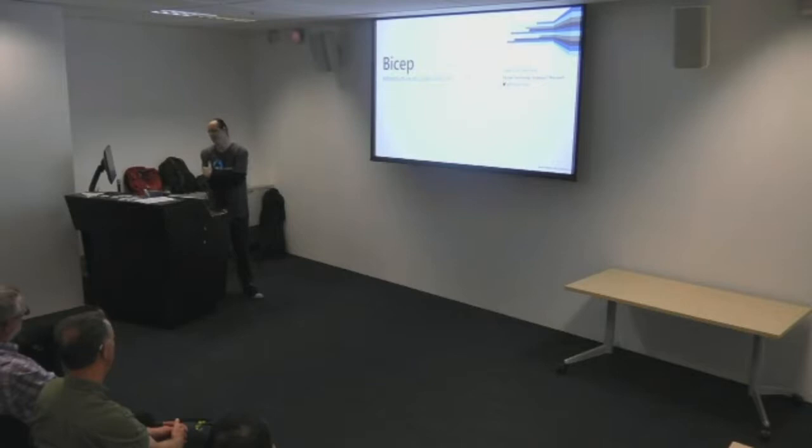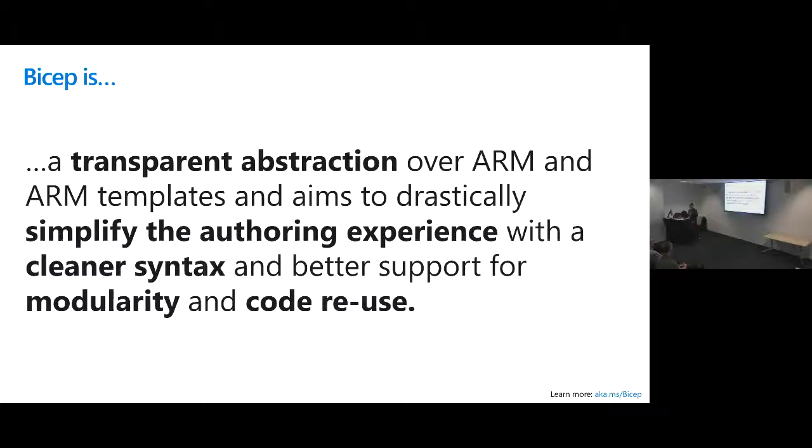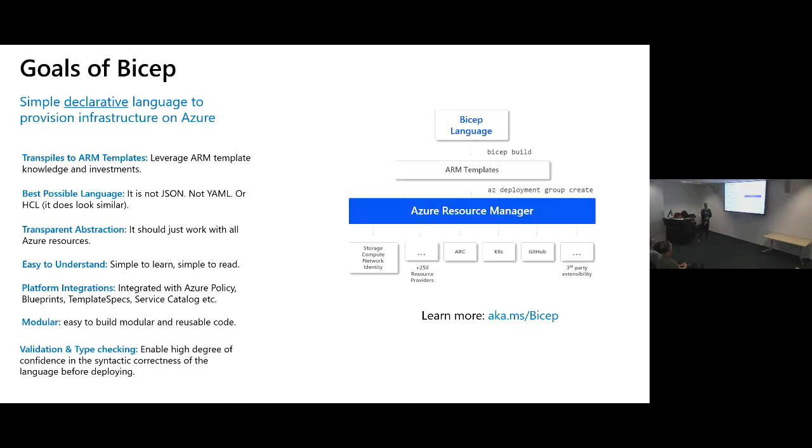What is Bicep? Bicep is a transparent abstraction over top of Azure Resource Manager templates. Basically, it aims to dramatically simplify the authoring experience with a cleaner syntax, modularity, and code reuse. A lot of words. Fundamentally, it just makes templates better. It is not a replacement for Azure Resource Manager templates.